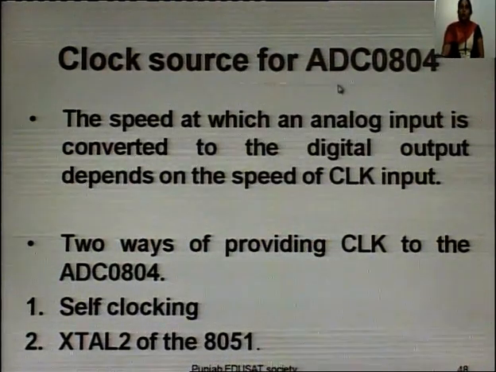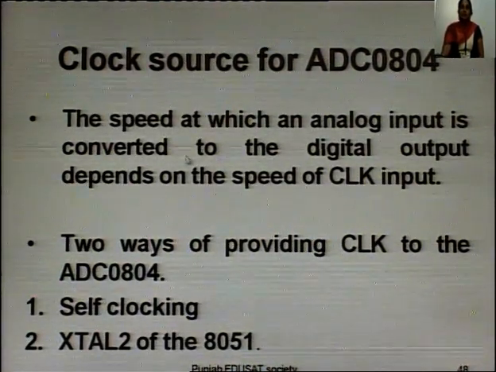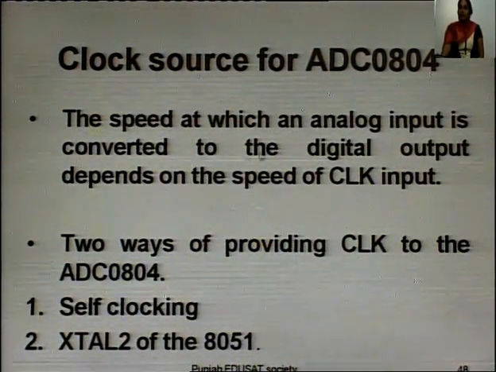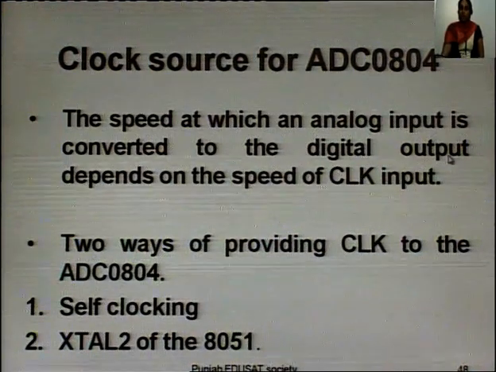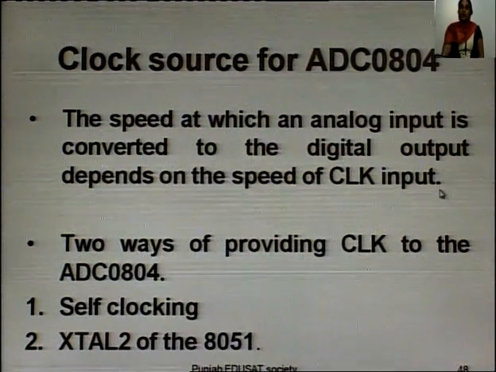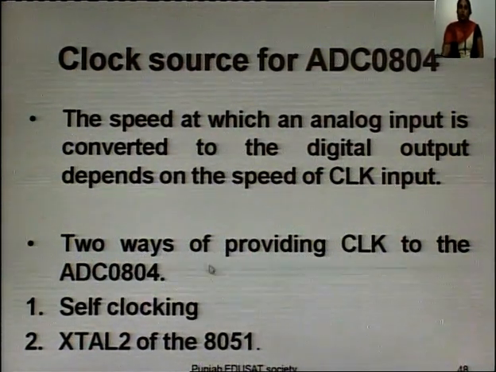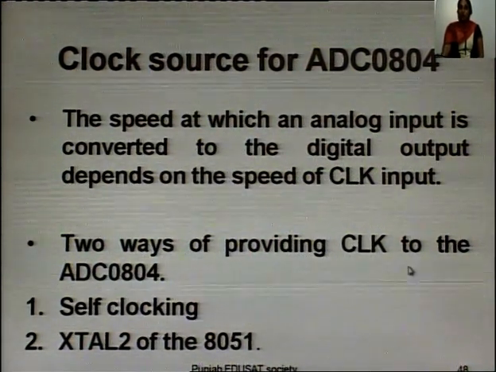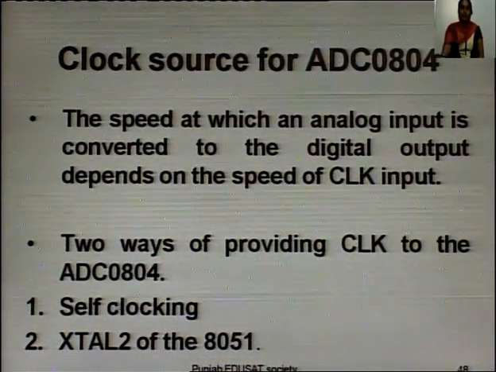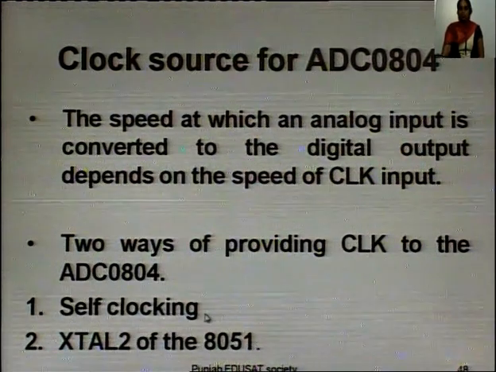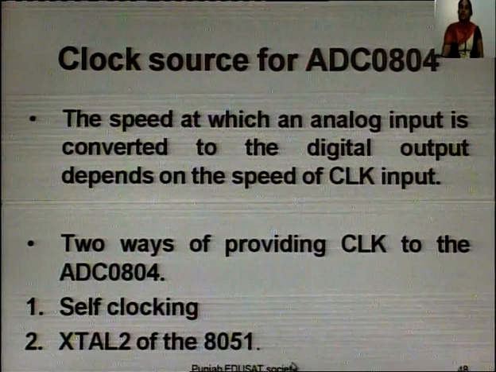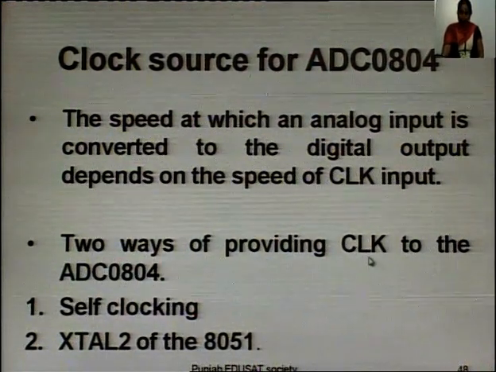Clock source for analog to digital converter. The speed at which an analog input is converted to the digital output depends upon the speed of clock input. There are two ways of providing clock to the ADC0804: number 1 is self clocking and second is the crystal of the 8051 microcontroller.